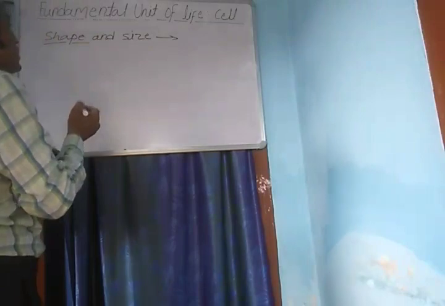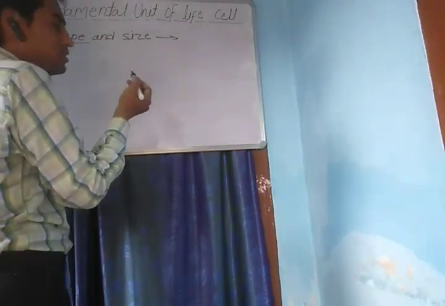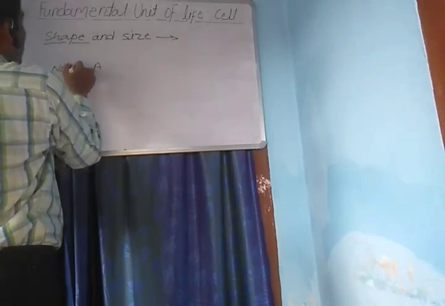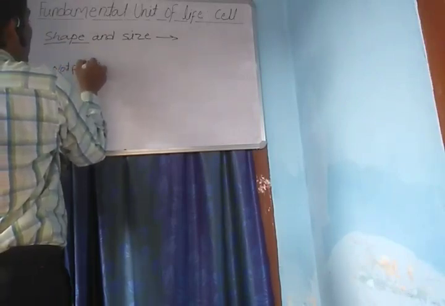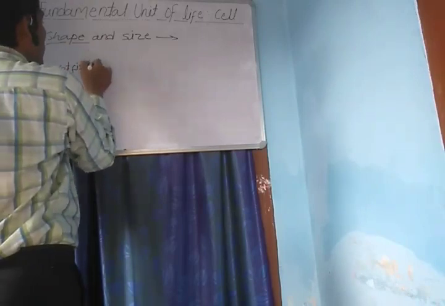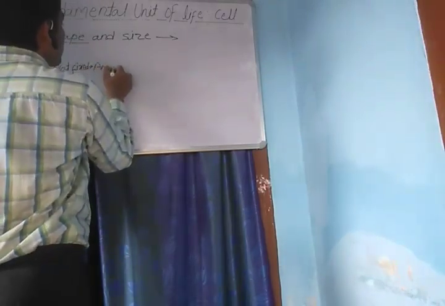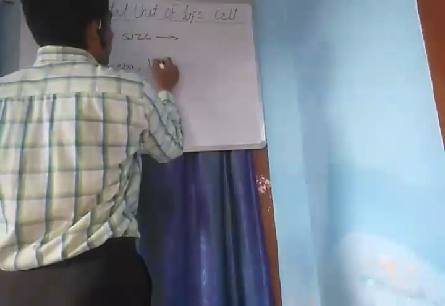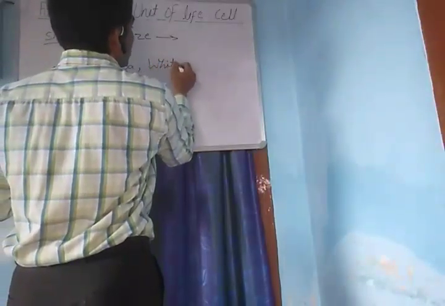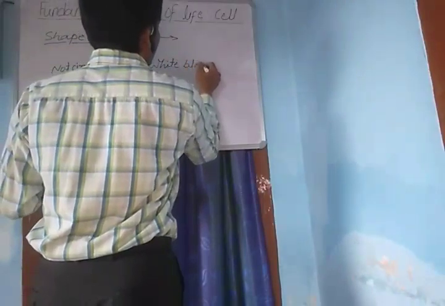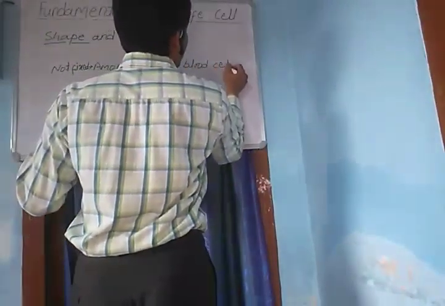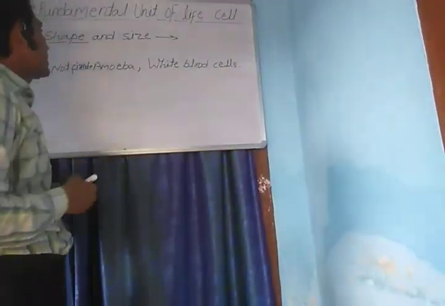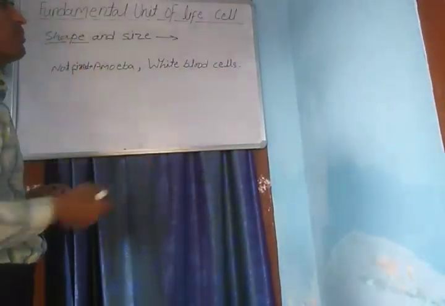For example, the cell of amoeba, which is unicellular, is not fixed. Other examples are white blood cells. But most of the cells have a fixed shape.